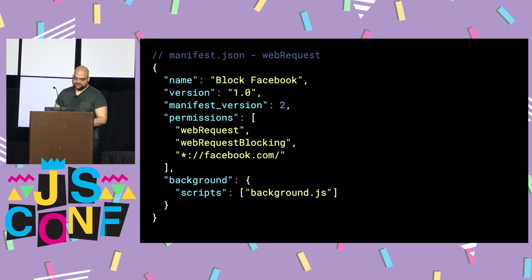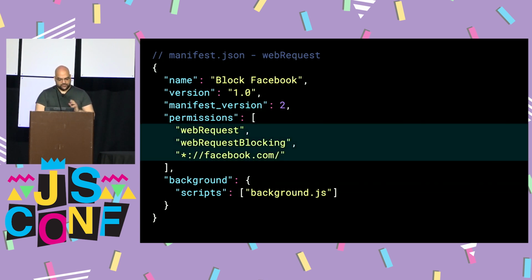So a quick example: I have been known to spend too much time on Facebook, so when I'm at work, I just don't want it to be available at all. So I'm going to have a simple extension here that requires the web request API, the web request blocking API, and access to Facebook.com.